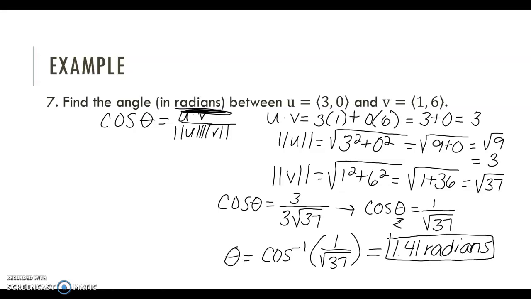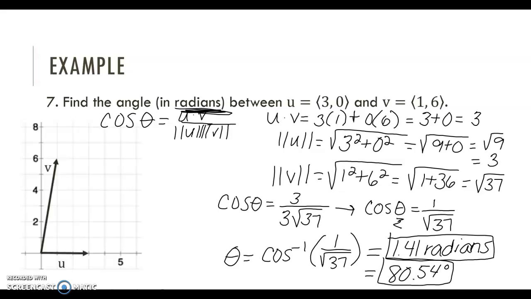Same process if you were finding the angle measure in degrees: you would just change the mode on your calculator and type in the same exact thing. I did go ahead and calculate that for you so you could visualize this a little bit better. This would be the same as 80.54 degrees. So depending on what the question is asking, make sure you have your calculator in the correct mode. I wanted to show you what this looks like so you can visualize it better.